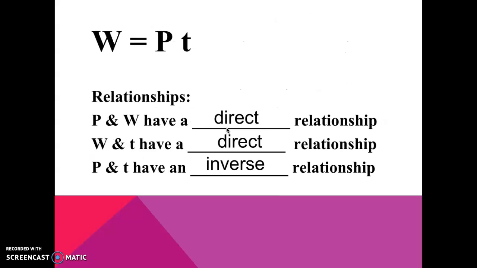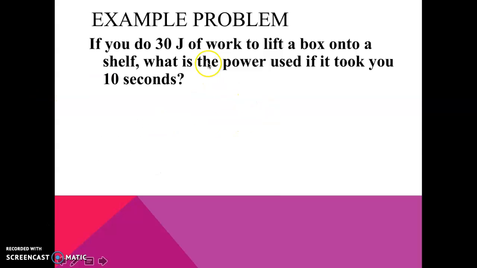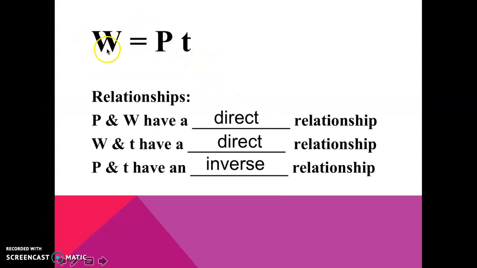So if we look at our relationships, P and W have a direct relationship because they're on opposite sides. So opposite sides have a direct relationship. If power goes up, work will also go up. W and T are also on opposite sides. So as work goes up, time will go up. And P and T are on the same side, so they have an inverse relationship.